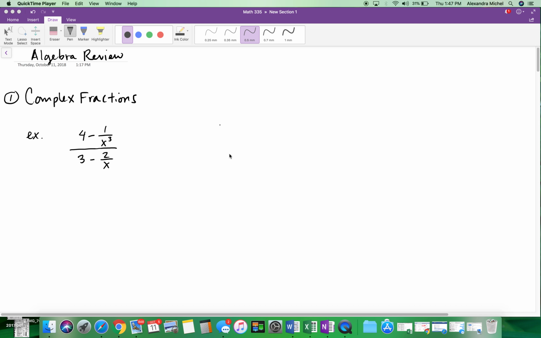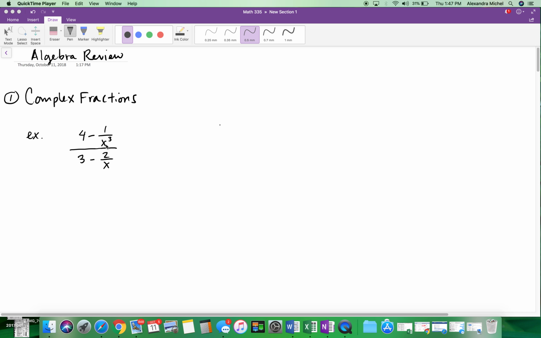So this week is all about reviewing some fundamental concepts from algebra that are going to continue to come up in our future math classes. So today we're going to talk about complex fractions, the difference quotient, exponent rules, and polynomial graphs. We're just going to do a few examples of each to make sure that we have it down.